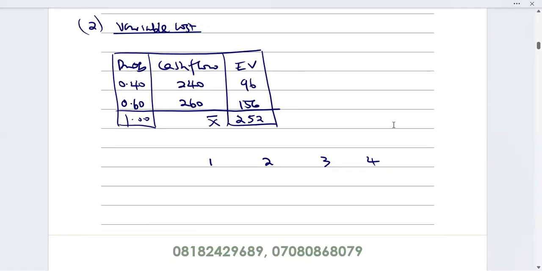We did it in risk and uncertainty. Your expected value is calculated as the summation of probability of X. Just multiply probability with the cash flow, that's all.